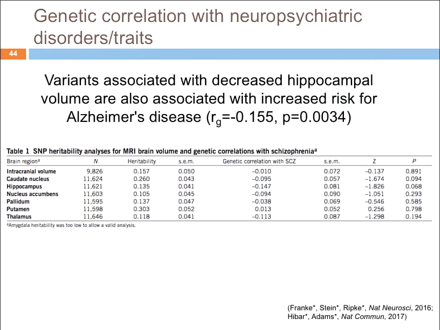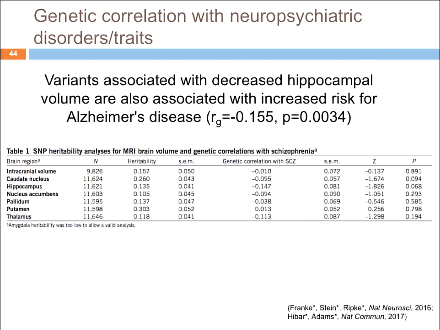Now, that is not always the case, though, and we have at least one counterexample where genetic variants associated with decreased hippocampal volume are also associated with increased risk for Alzheimer's disease. So this is a nice example. It's kind of what we expected. So genetic variants in the general population that decrease the volume of your hippocampus are increasing your risk for developing Alzheimer's disease. So that's a nice positive example and may indicate that hippocampal volume is a good endophenotype for Alzheimer's disease.